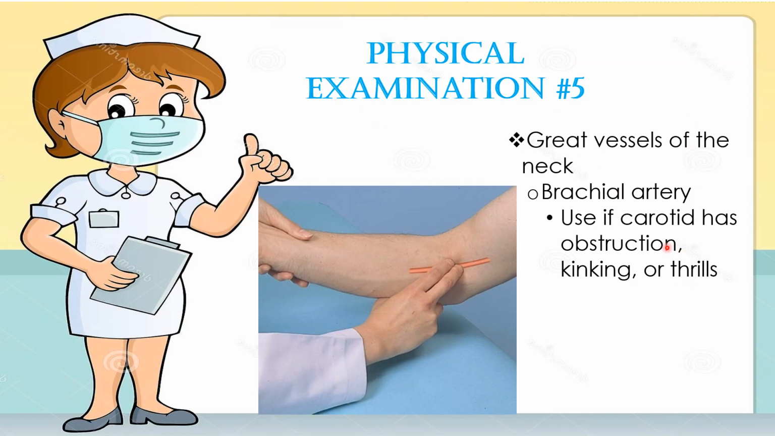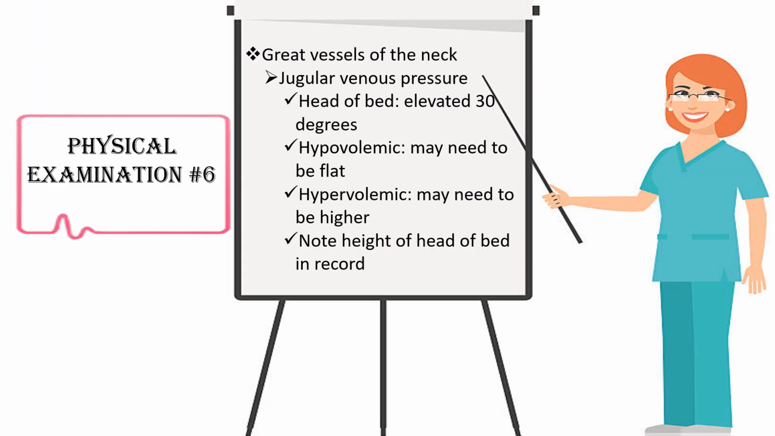So for the brachial artery, it is used if the carotid has obstruction, kinking, or thrills. To assess the brachial artery, you have to use the index and the middle fingers to feel for the pulse just medial to the biceps tendon. The patient's arm should rest with the elbow extended and the palm up. With your free hand, you may need to flex the elbow to a varying degree to get optimal muscular relaxation, as you can see in this picture.